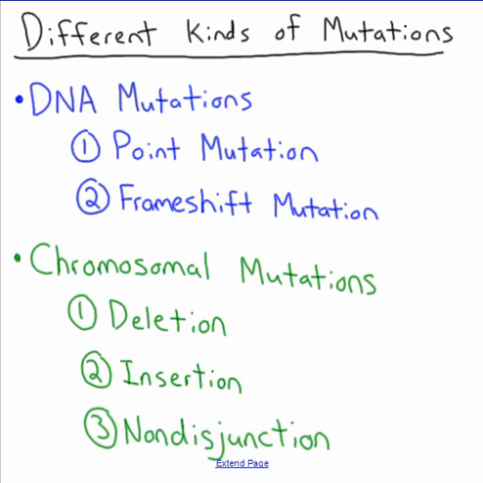Chromosomal mutations are more significant and have a bigger impact than DNA mutations. So with chromosomal, there are deletions, there are insertions, and then there is this thing called non-disjunction. So deletion and insertion are pretty severe. They result in quite a bit of change. And then non-disjunction, I would argue, results in a lot of change. So kind of from the top is least impactful, and then the bottom as it goes down is more impactful as far as changes that affect our genes and eventually our traits.